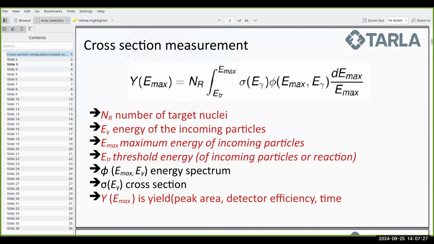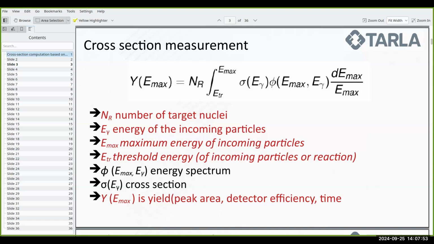Now, the question becomes, depending on my incoming particle, my incoming beam, how can I work with this equation? Obviously, on the left side, I have the yield, which is part of the measurements. But on the right side, depending on what kind of beam I have, I can change things. So this brings us to a simple case.